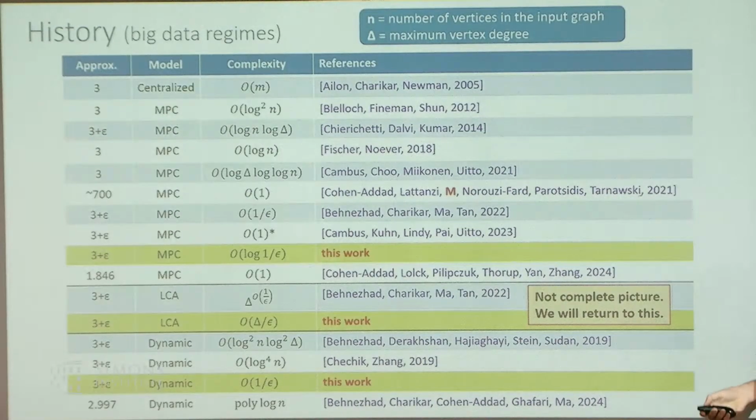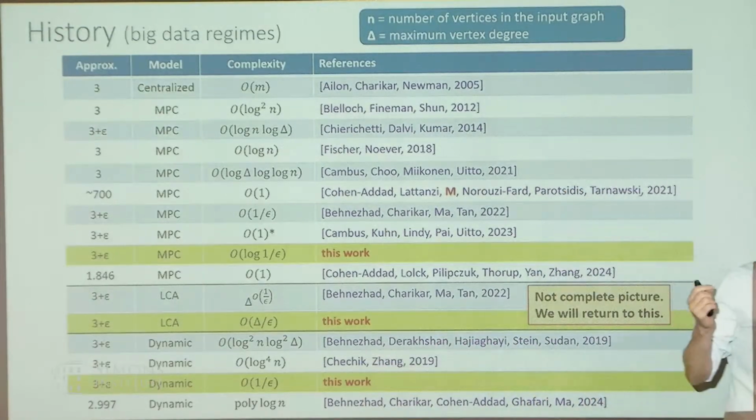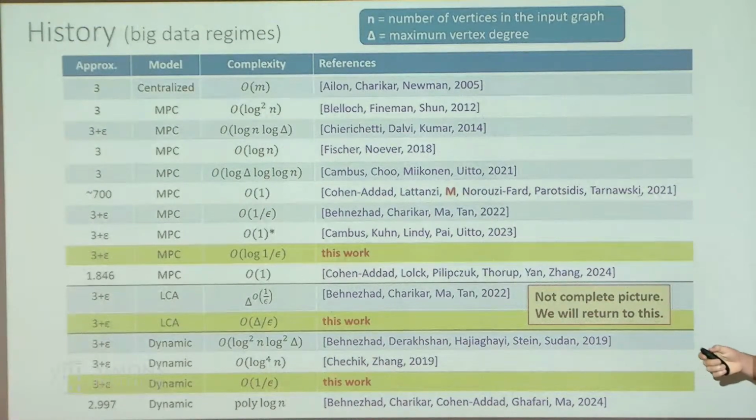And then another interesting regime is dynamic. The result that we get in this work gives you, if you think of epsilon as being a small constant, constant update time in the fully dynamic setting, but under an oblivious adversary. So there are a few results that you get out of this work. Some of them got improved after this work was published.